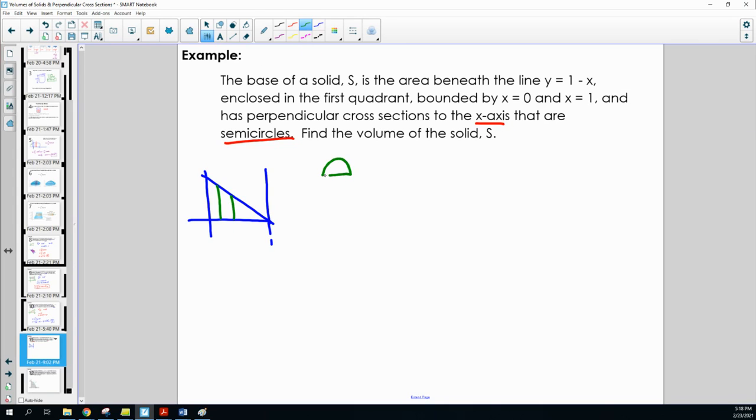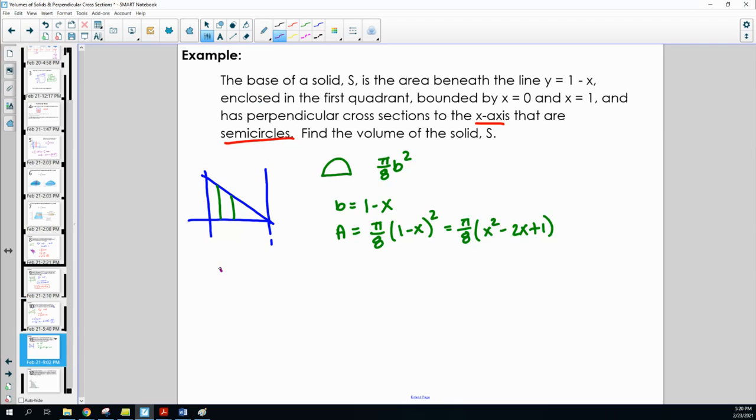We're using a semicircle. So remember that the area of a semicircle is pi over 8 base squared. So the base of each of my semicircles is going to be the top function minus the bottom function. So the top function is 1 minus x. The bottom function is 0. So my base will be 1 minus x. My area is going to be pi over 8 times my base, which is (1 minus x) squared. So I'm just going to write this as pi over 8. And if I square 1 minus x, that's going to give me x squared minus 2x plus 1.